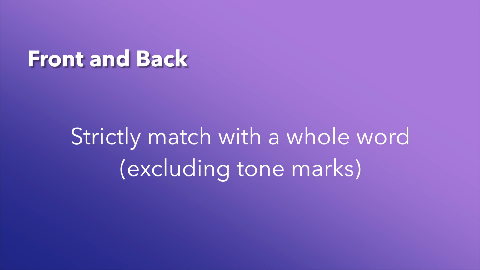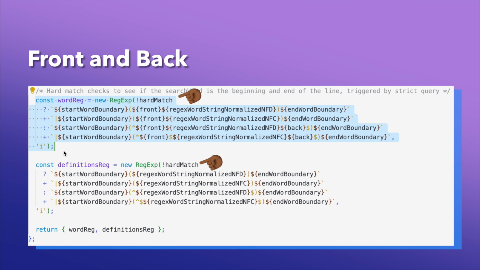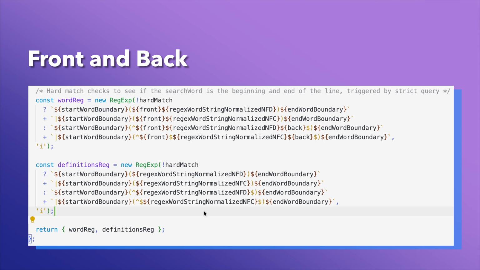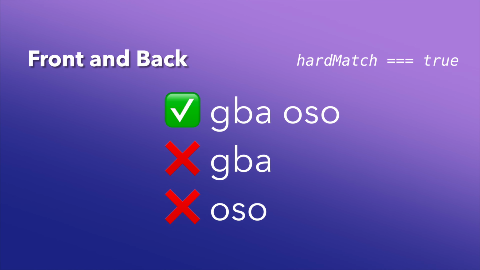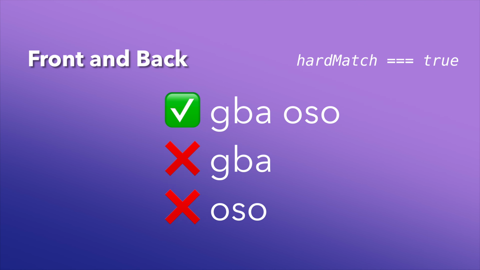Next, we have front and back. The front and back are used to strictly match with the provided search term as a whole. So notice how there's a hard match boolean that determines which regular expression is used. If the hard match value is true, then we use both front and back to make a more quote-unquote strict regular expression that will match more directly with the Word document's content. So again, with the example of this word, we would need to type in GBA space OSO in order for us to get the expected Word document to match. But if we attempt to type GBA or just OSO, then we wouldn't match with the Word document because it's not matching with the entire word.